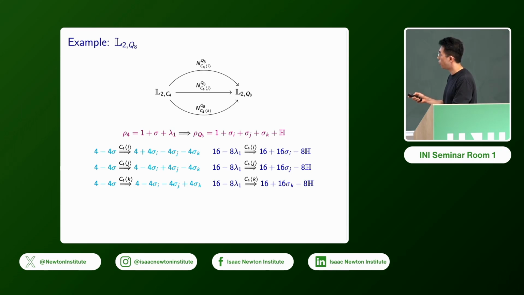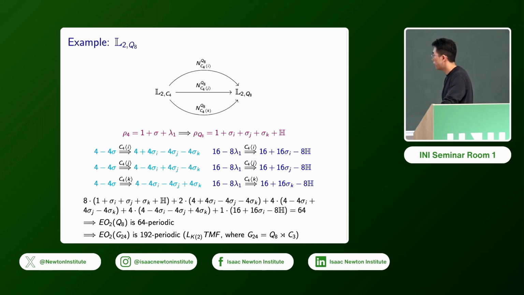But if I norm it up differently, I kind of permute the i, j, k. Okay? So I get 3 different Q8 periodicities using just 1 C4 periodicity. And similarly for the 16 minus 8 lambda 1, I get 3 different Q8 periodicities. Okay? So I have 7 periodicities in total. I can combine them to get an integer periodicity, 64. So from this, I deduce that EO2Q8 is 64 periodic.